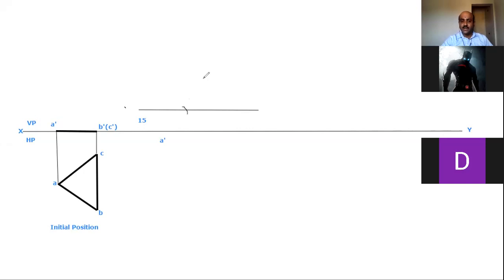So I will repeat once again. In the second position, measure 15 millimeters above the XY line, draw a line, a locus line. Mark a point on the XY line, which will be denoted as A dash, because you are tilting the lamina on the corner, that is A dash should be on the XHP. So therefore, mark the point A dash on the XY line. Now come back to the front view of the first position, the initial position. Take a compass, set the radius equal to A dash and B dash.